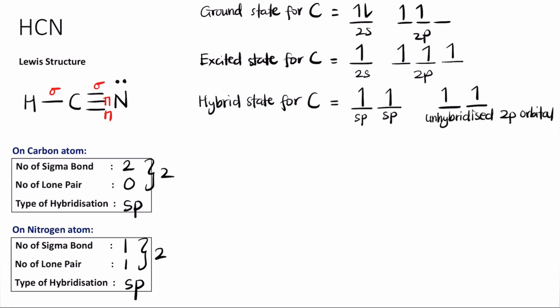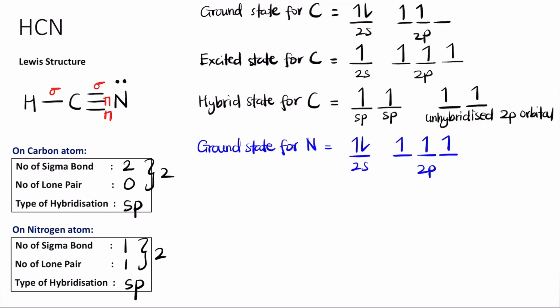Settle for carbon. Next, we go for nitrogen. Then for nitrogen, saya perlukan 1 sigma bond dan 1 lone pair. So dalam kes ini saya dah ada 1 lone pair kat sini dan 1 sigma bond. Lagi 2 ni untuk 2 pi bonds. So do I have to excite anything? No, because 2p ni dah full. But you still have to show the excited state for nitrogen.